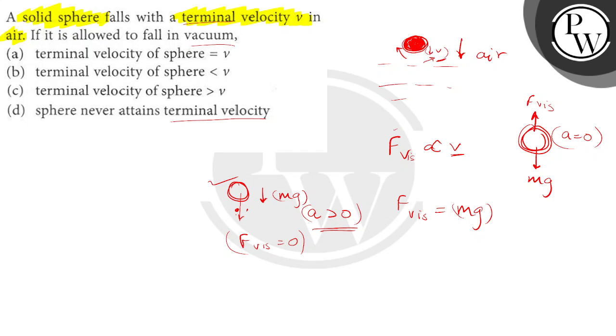So in this case, if it is allowed to fall in vacuum, we can say that the sphere never attains terminal velocity. So option D is correct for this question.